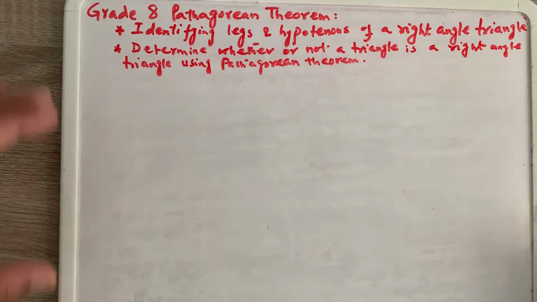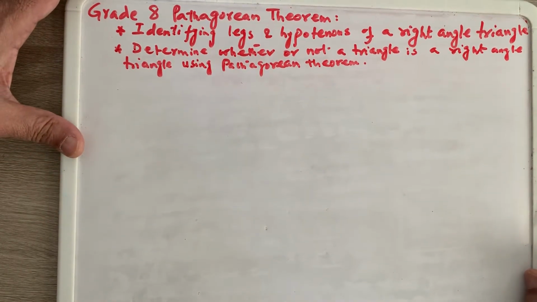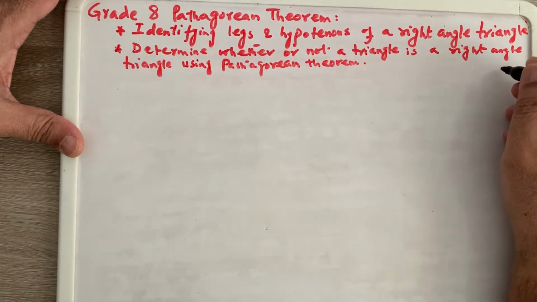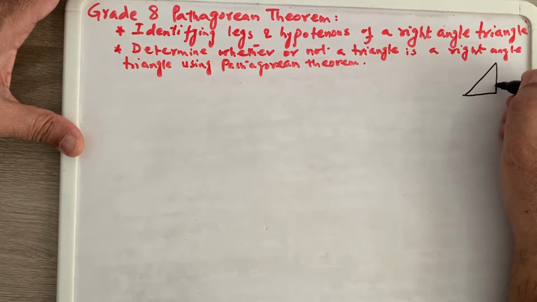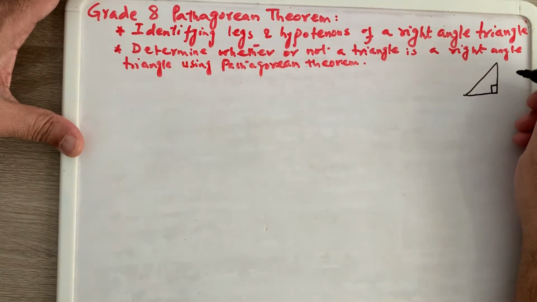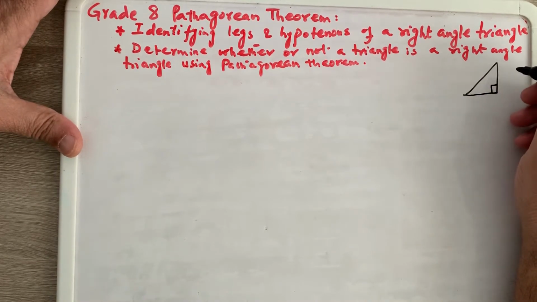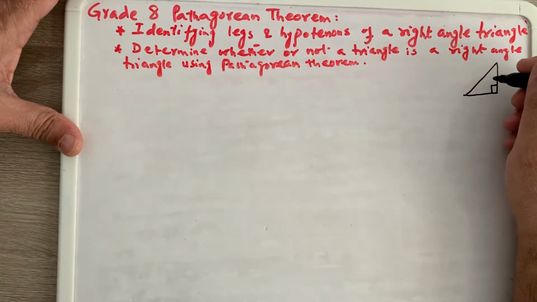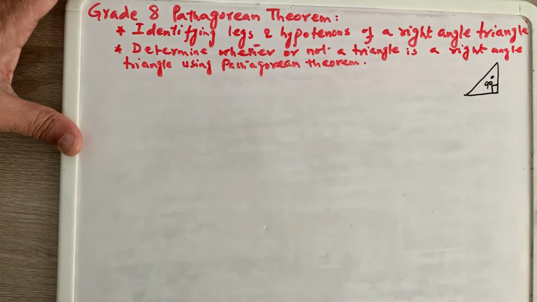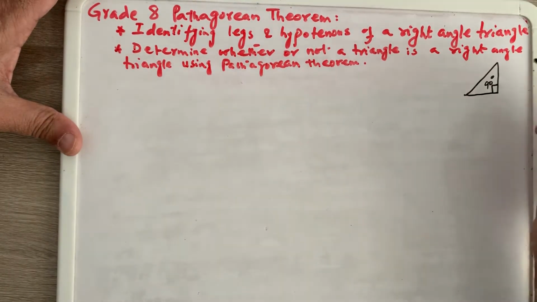Here, since schools are closed, we are having a grade 8 Pythagorean theorem, and we know that the Pythagorean theorem deals with the right angle triangle, and a right angle triangle is the one which has a 90-degree angle included in it. So this is my right angle triangle. Identify legs and hypotenuse of a right angle triangle. The right angle triangle definition is a triangle which has a 90 degree angle in it. So if a 90 degree angle is there, the triangle is called a right angle triangle. So identify legs and hypotenuse.